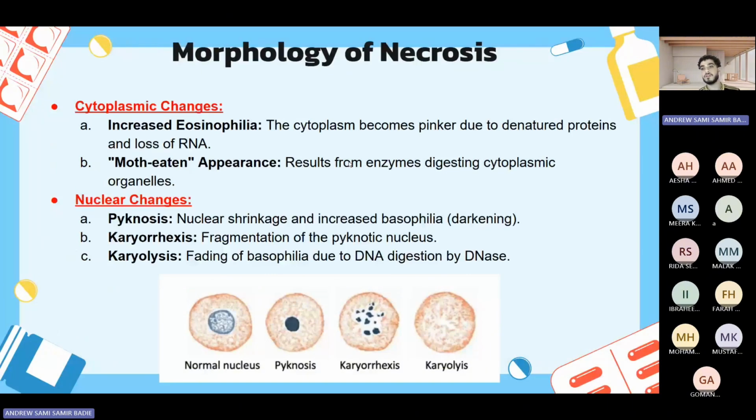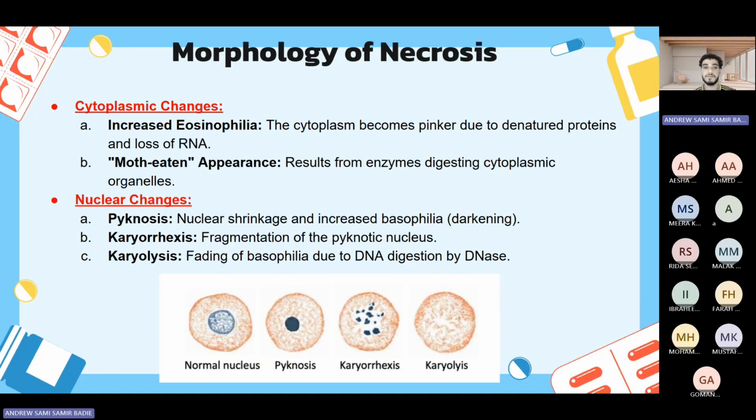Now, morphology of necrosis. We're going to see here increased eosinophilia. So it becomes pinker or more reddish due to denatured proteins or loss of RNA. If you remember, we said the nucleus is blue. Now we're losing all of these things, so we're becoming more reddish. We have a moth-eaten appearance due to the increased enzymes digesting all of these organelles.